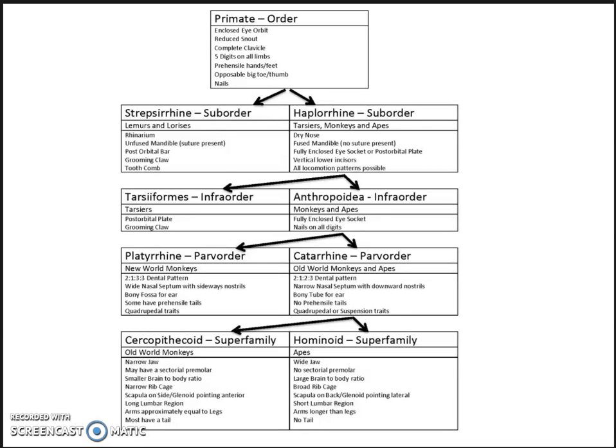So from these traits, you're going to be able to fill in a lot of the charts in the lab manual that you're going to be doing for this week's assignments online.